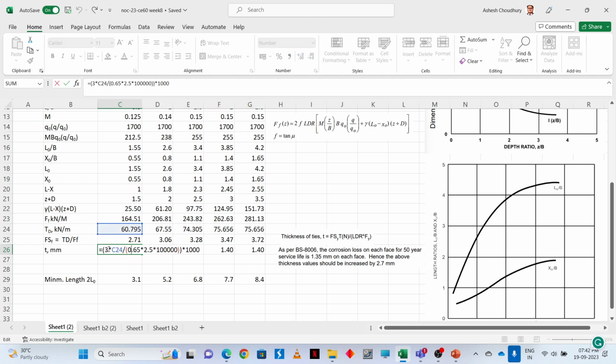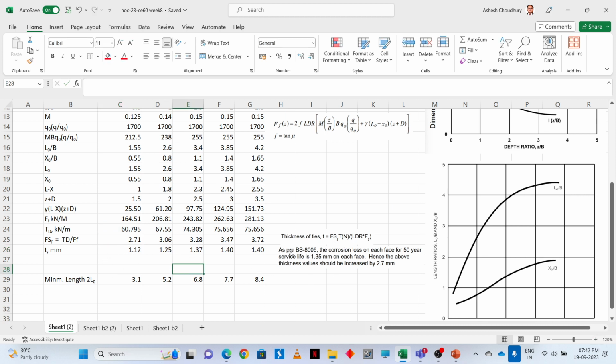Understood? So FSy is 3 given in the question. Tn is the load in each reinforcement, which is nothing but TD here, divided by LDR. LDR is given as 0.65 times the yield strength of this tie, times 1000 to get in mm. So we get this one. As per the corrosion loss on each face for 50 years service life, 1.35 on each face, the above thickness value should be increased by 2.7.